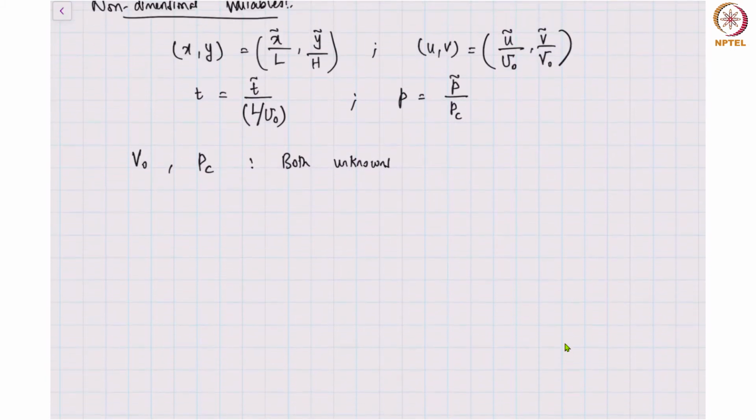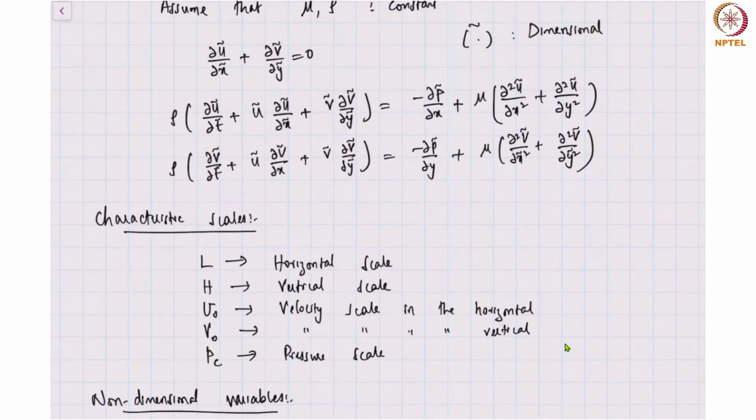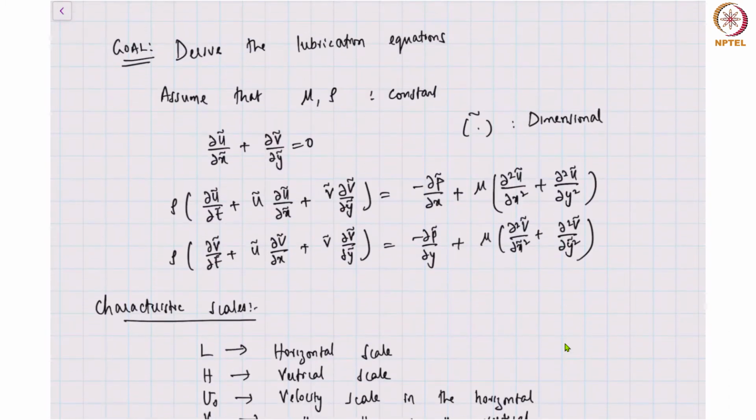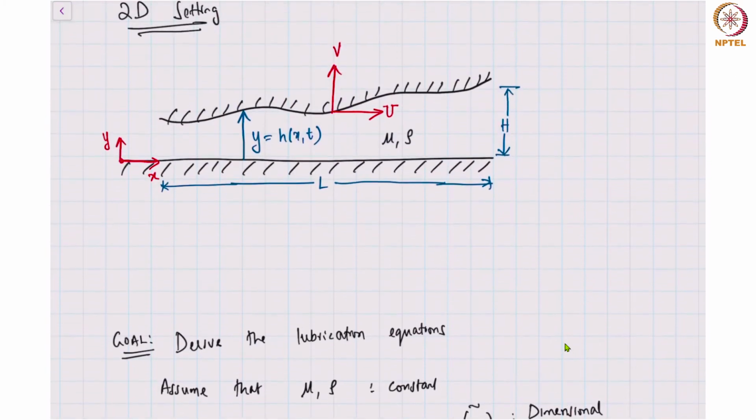Now what we will do is substitute these non-dimensional variables into the governing equations, which are the equations that you see on your screen, and then we will get a bunch of non-dimensional numbers. Before we do that, we have not yet defined what the lubrication approximation is. If you notice, this is the sketch that I've made. I have a horizontal length L and a vertical height h.